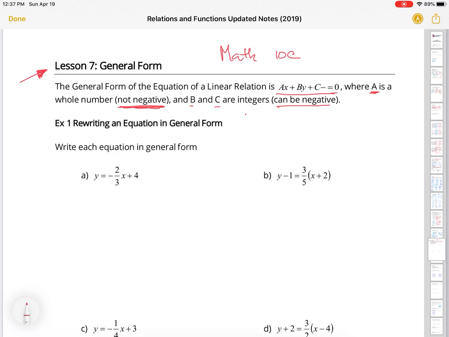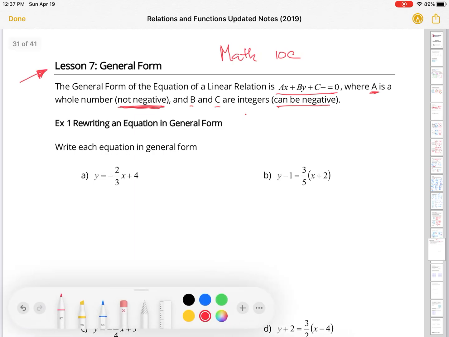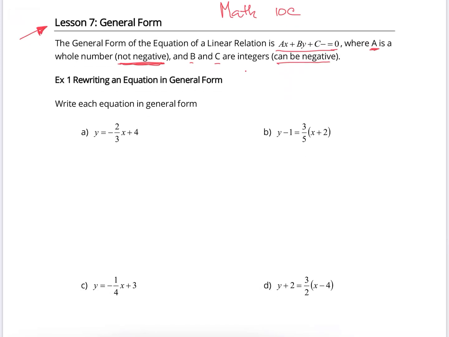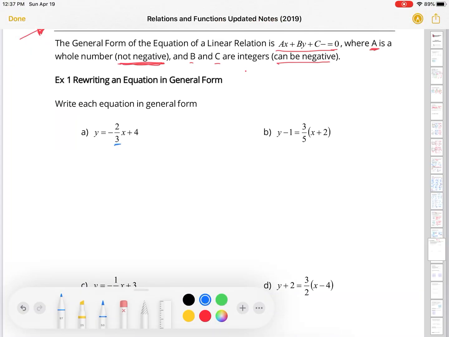Okay, so what we're basically doing to start is we're taking our y equals mx plus b form, our slope-intercept form, and other forms of the line, and we're just going to do some rearranging and put them in the form ax plus by plus c equals 0. So, first thing we want is the term in front of the x to be a whole number, and we want it to be positive. So let's deal with the whole number part.